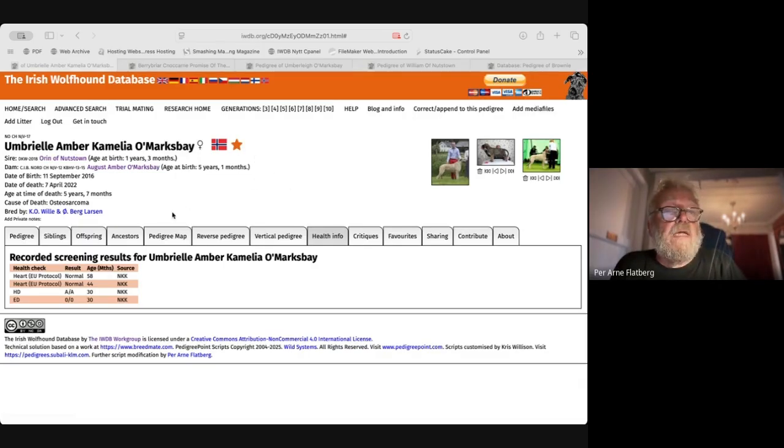And also, if you'd like information added that's not added to OFA for some reason, we're happy to accept that, but you'll have to send us a photo of the certificate to the same email address as I used for donations, which is info@iwdb.org.